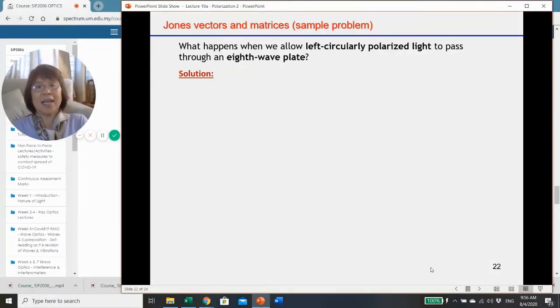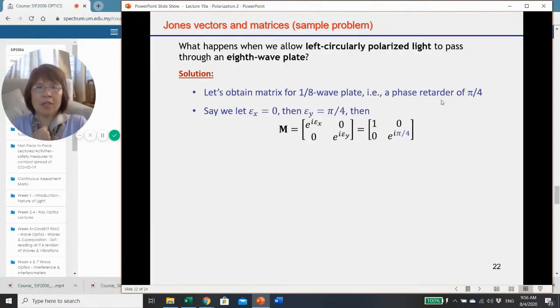Now, this is another example of a problem. So now what happens when we allow a left circular polarized light to pass through not a quarter wave, not a half wave, but an eighth-wave plate? That means it will introduce a phase difference between the two by pi over 4. So there's a phase retarder of pi over 4. So this time we try out, let's write epsilon x equals 0. So we introduce a pi over 4 at epsilon y. So then we write the matrix in this form.